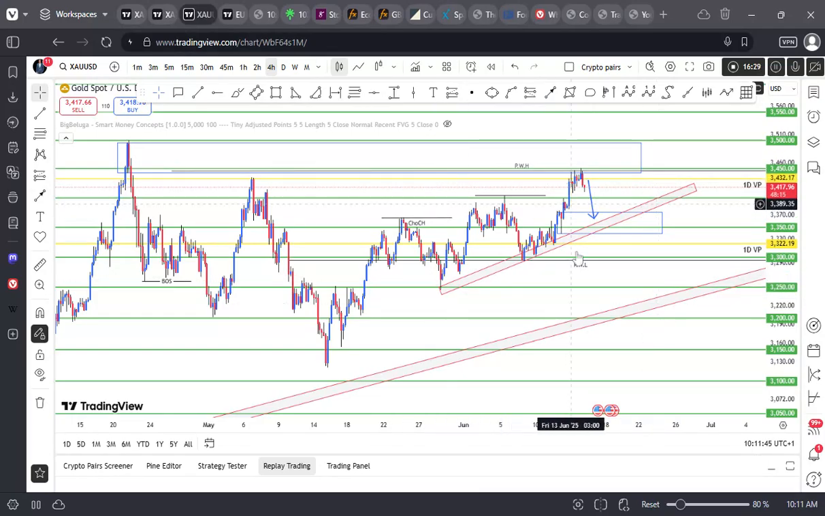But don't forget we're still in a prevailing uptrend. So this is more like a corrective structure for the continuation push to the upside. Okay, so that's what I see right now for gold.